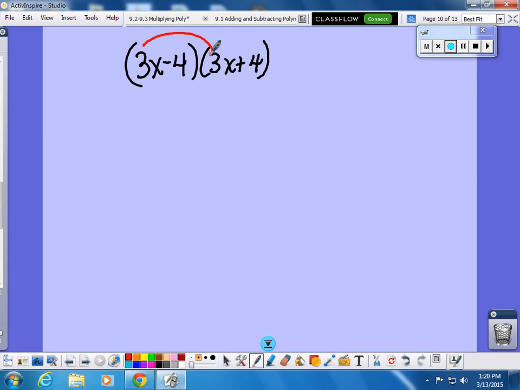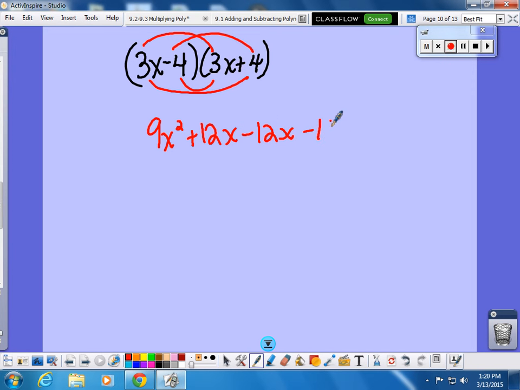Okay, so let's see how you did. First, outer, inner, last. Did you notice these were opposites? Now, I have people that would mark out a 12x and a 12x. Why am I marking these out? Because one of them is positive and the other one is negative. That's why they cancel each other out.